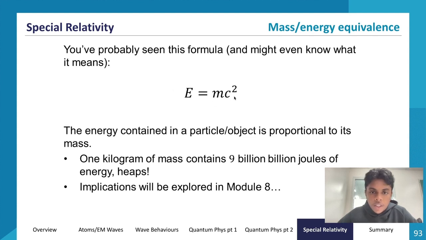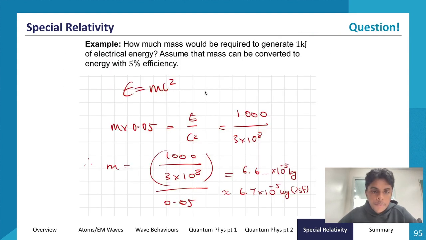So we're trying to rearrange this equation to find the mass. We have E equals mc squared. Rearranging, m is equal to E over c squared. But with the 5% efficiency, we have m times 0.05 equals E over c squared, which is 1,000 joules over (3 times 10 to the 8) all squared. Then m is equal to 1000 over (3 times 10 to the 8) squared, and that should give you your answer.